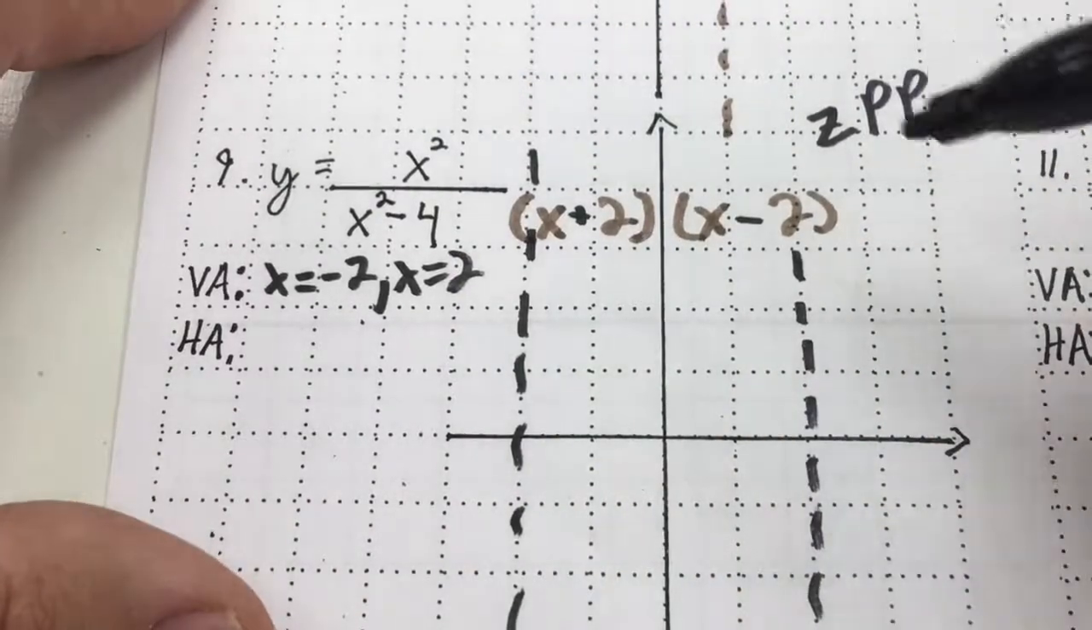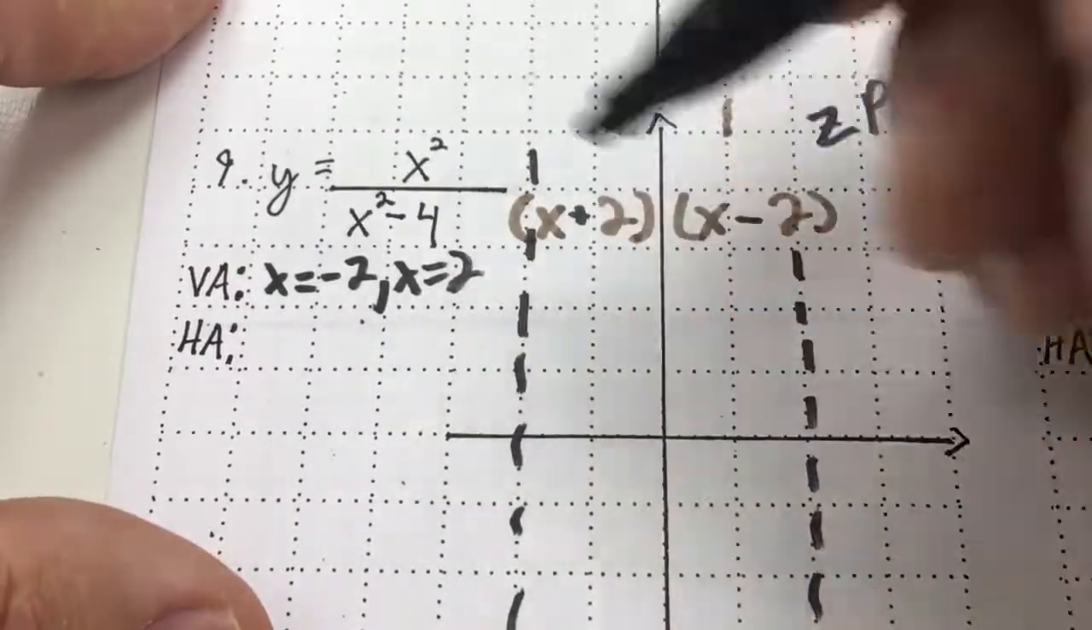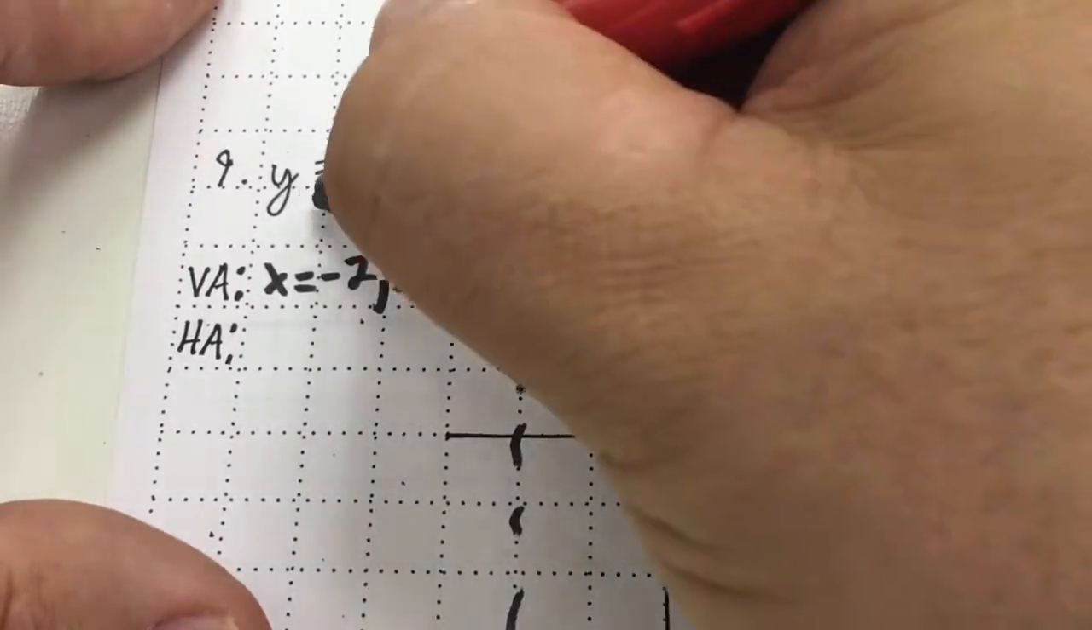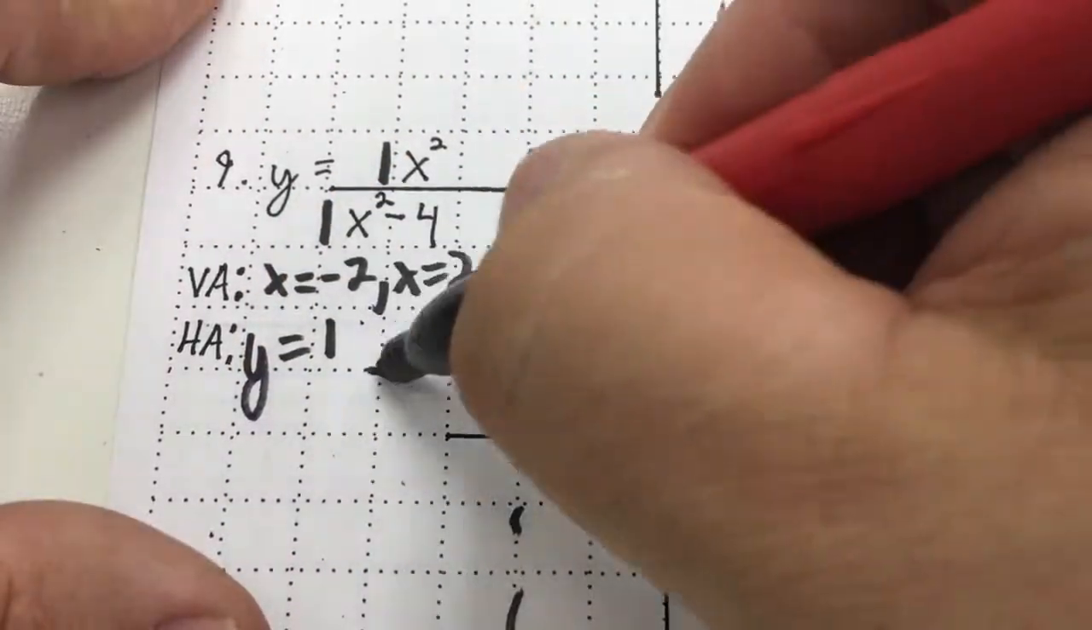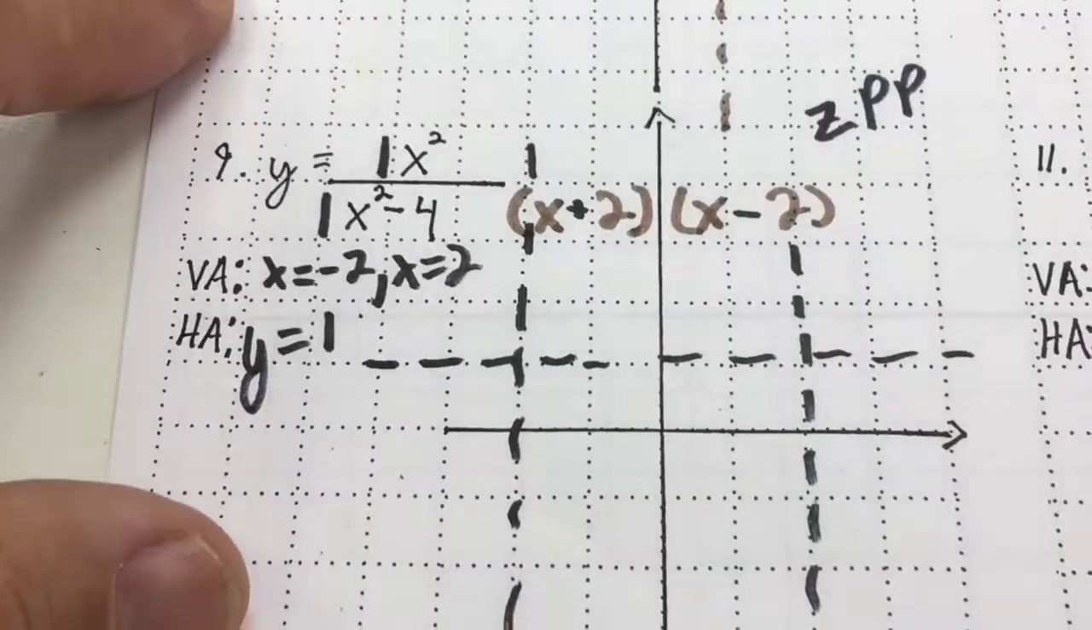There's that vertical asymptote. Horizontal asymptote, I noticed the degree of the top is 2, the degree of the bottom is 2, so the degree of the top is equal to the degree of the bottom, and that's going to be the leading coefficient divided by the leading coefficient. Y equals 1 is my horizontal asymptote. And again, I'm not asking you to graph the curve, just the asymptotes.